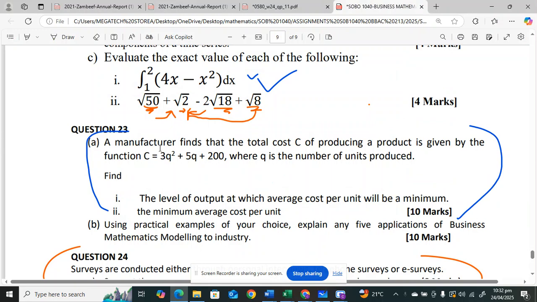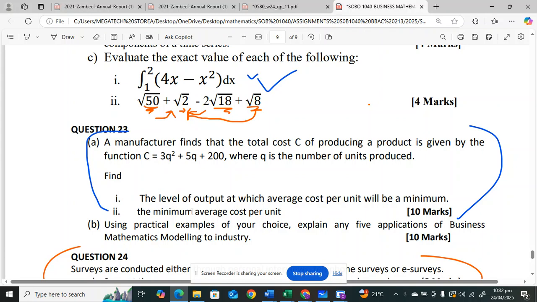A manufacturer finds that the total cost C of producing a product is given by the function C equals 3Q squared plus 5Q plus 200, where Q is the number of units produced. Find number one, the level of output at which the average cost per unit will be minimum. And number two, the minimum average cost per unit.